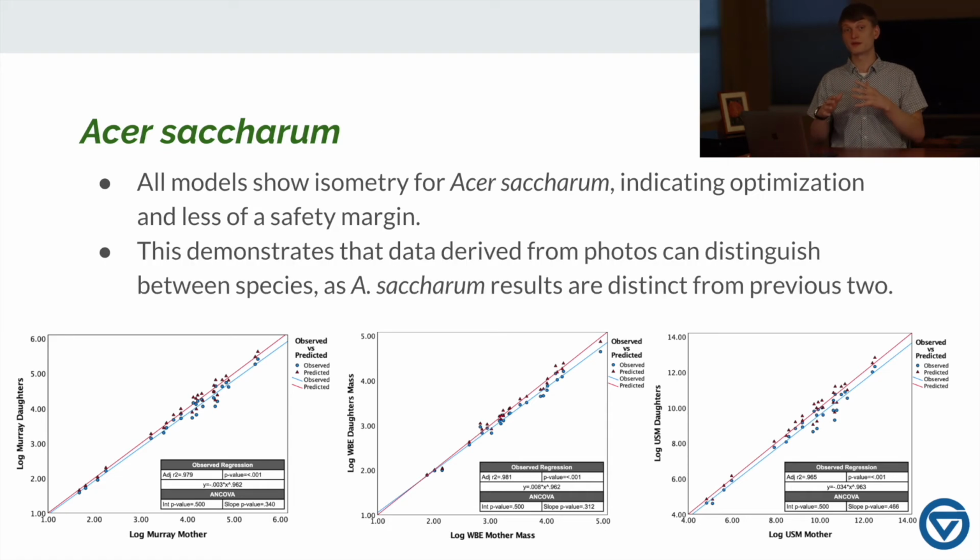But what's really important about Acer saccharum in terms of our study is that this right here demonstrates that data derived from photos can distinguish between species. Acer saccharum's results are distinct from the previous two that I just talked about, and so that shows that it's not that photos are always telling the same story. Here they are distinguishing between species.